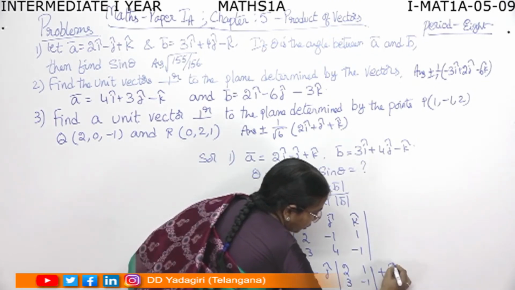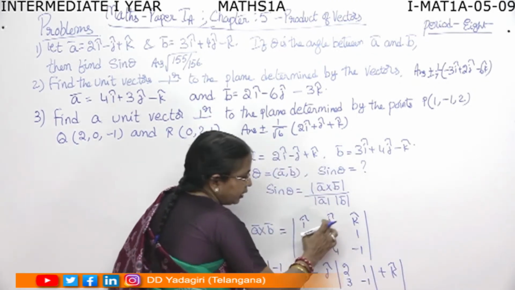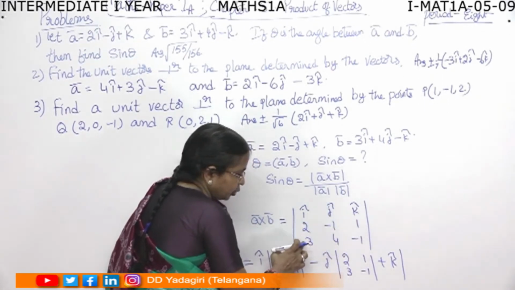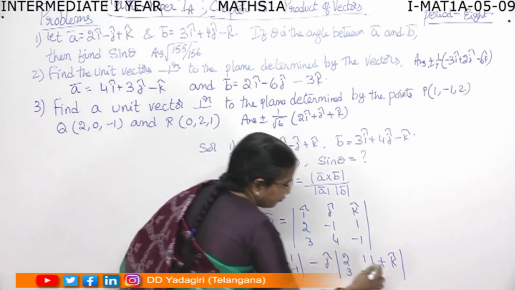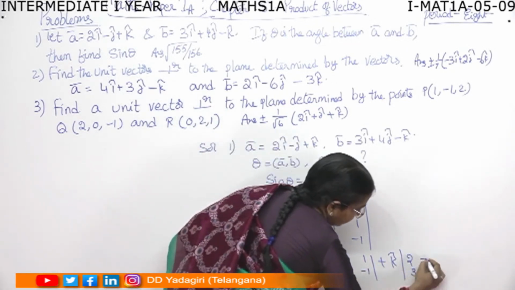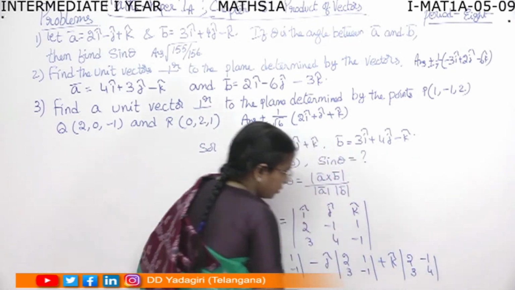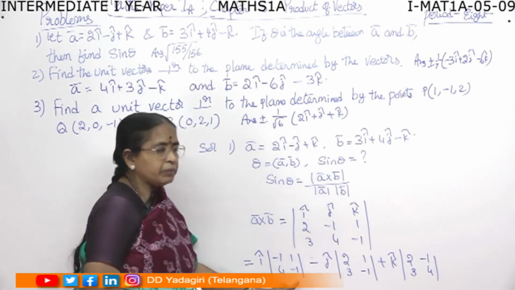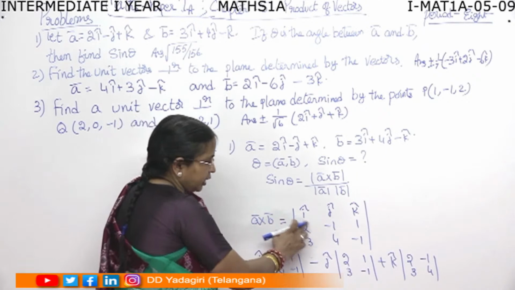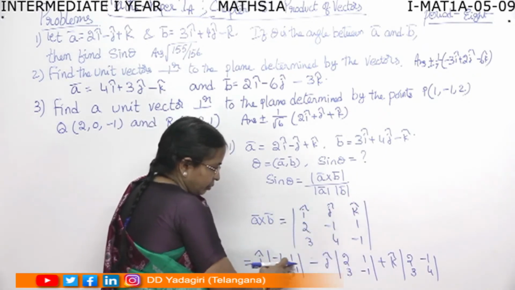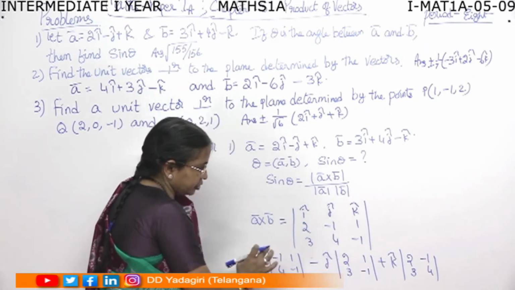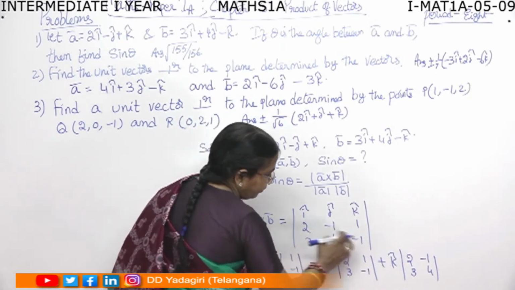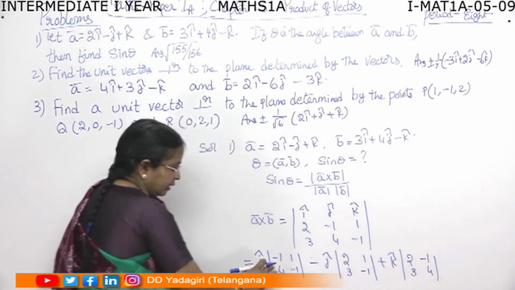Plus k into determinant of, delete the row and column containing k. Then what is left? 2, 3, minus 1, 4. So after writing like this, please verify whether you have written them correctly or not. So i into, delete the row and column. Whatever you have written, is it correct? You just check. Minus j into 2, 3, 1, minus 1, k. Okay. So now you write the values.